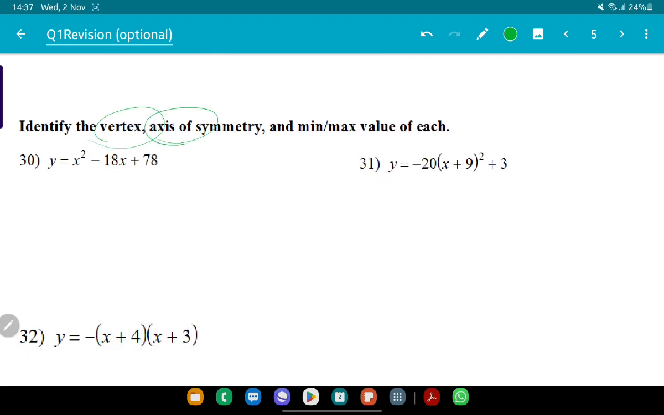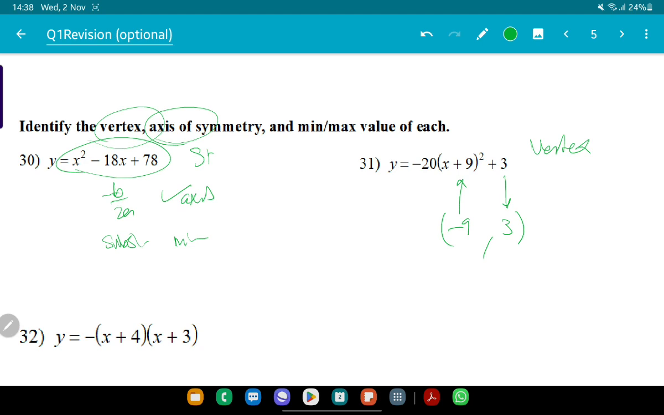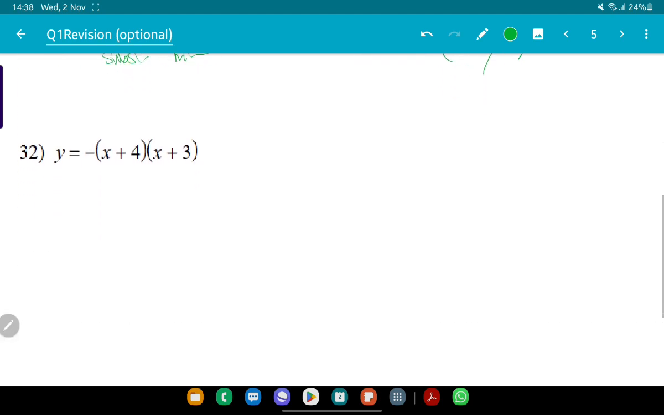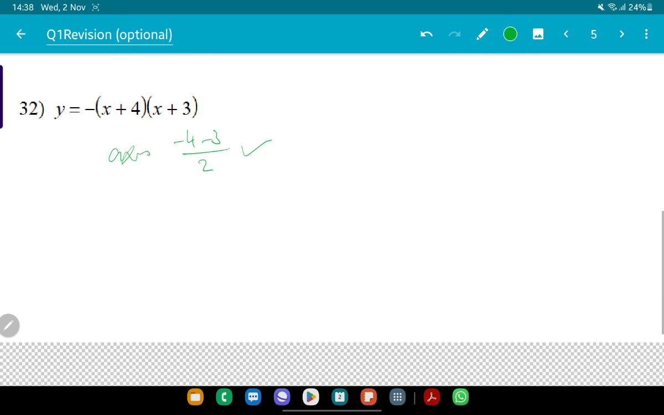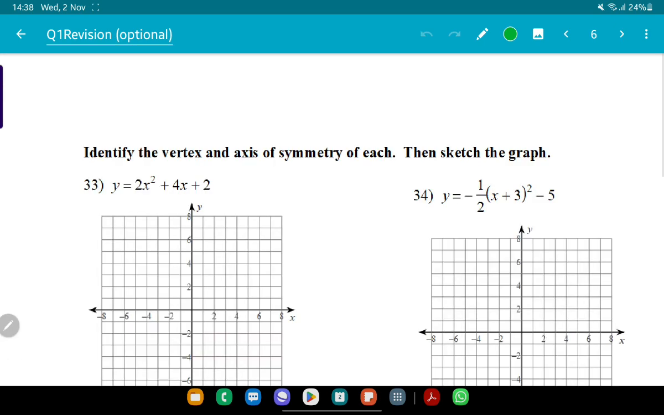How to find the vertex and axis of symmetry? From this standard form, negative b over 2a. This is the axis of symmetry. Substitute to find the minimum or maximum. This is standard form. This is vertex form. Vertex form, it means take this with opposite sign, negative 9, for the axis of symmetry. And this is the 3, which is the minimum or maximum. In this case, it's a maximum. Here, to find the axis, take negative 4 with negative 3 over 2. This is the axis. Then substitute to find the minimum or maximum.